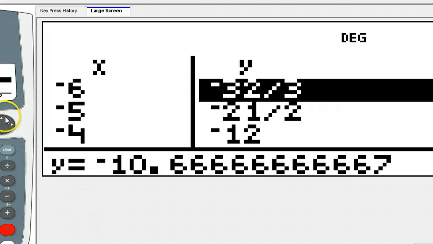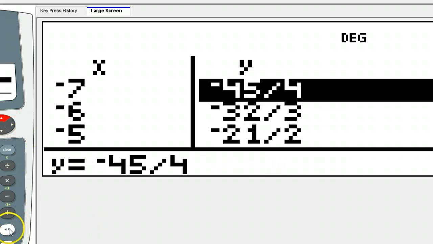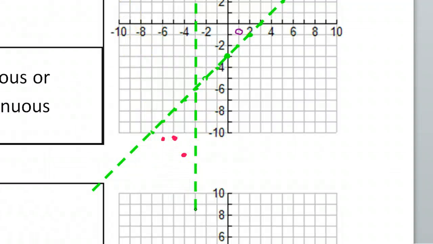So I saw negative 6, at negative 7, what's going on? I'm at negative 11.25. Okay, so at negative 7, I'm about here. So you get the idea. Alright, so what must be happening, considering the asymptotes, it must be doing like this.